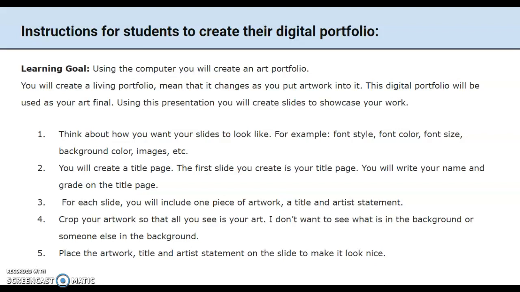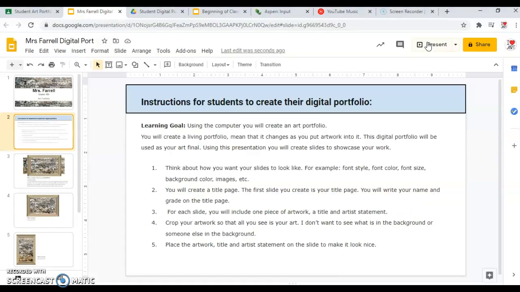You will create a title page. The first slide you create is your title page. You will write your name and grade on the title page, which we just did. For each slide, you will include one piece of artwork, a title, and the artist statement. Crop your artwork so that all you can see is your work. You don't need to worry about that with digital art. I don't want to see what is in the background or someone else in the background. That's something that you are more concerned with when you're in the visual art room. Place the artwork title and artist statement on the slide to make it look nice.